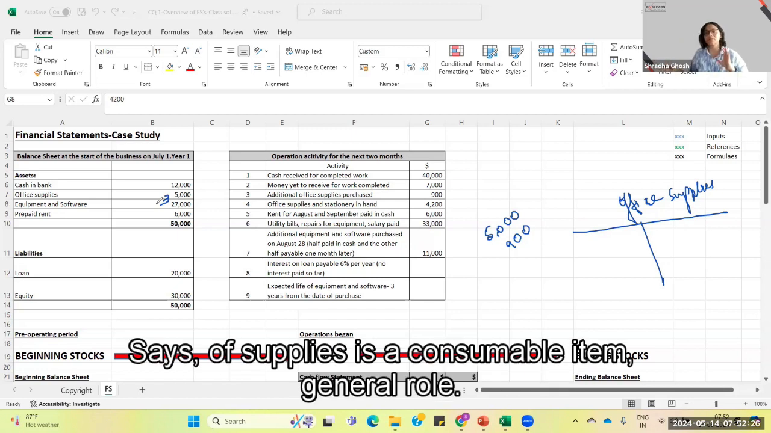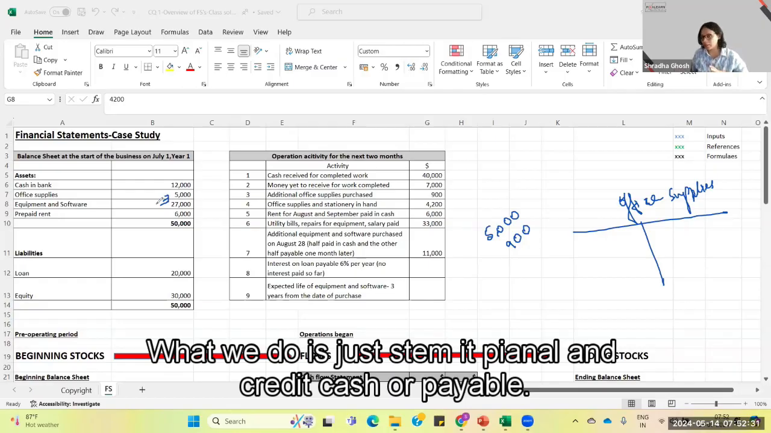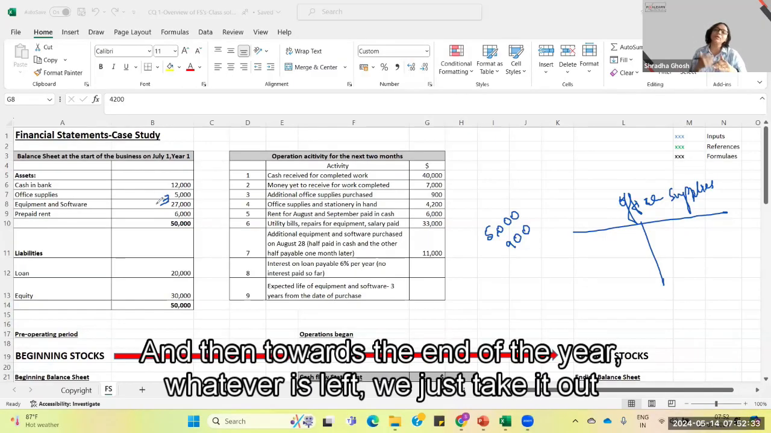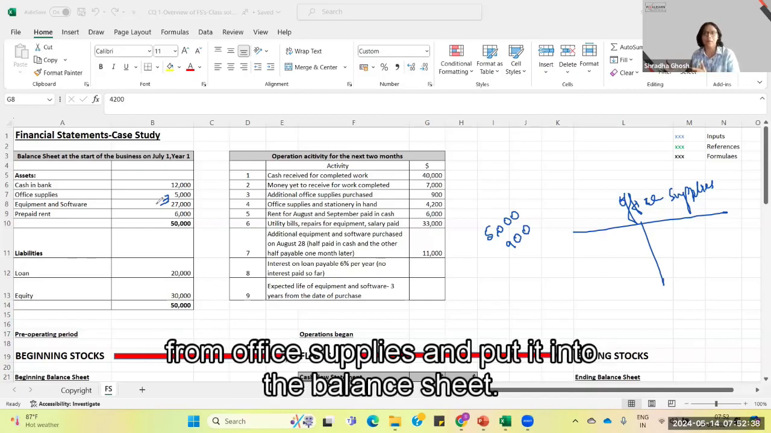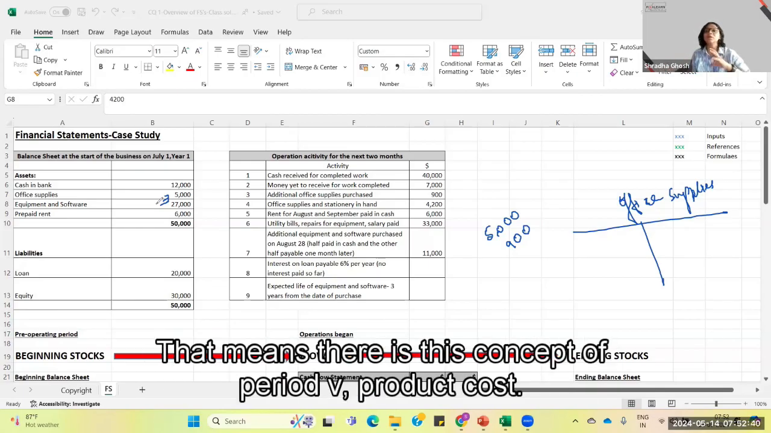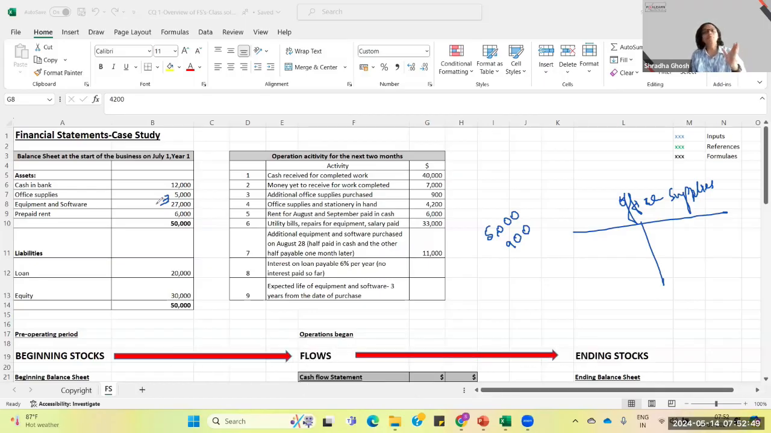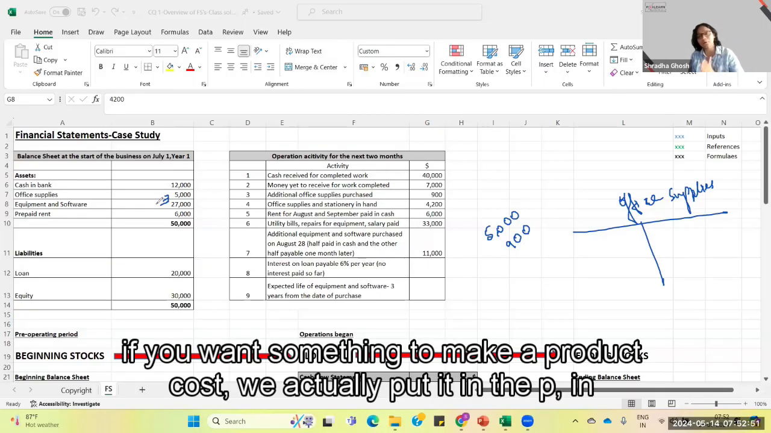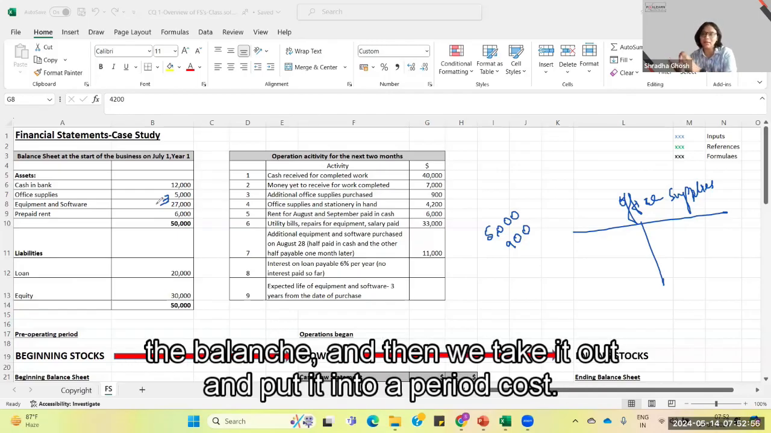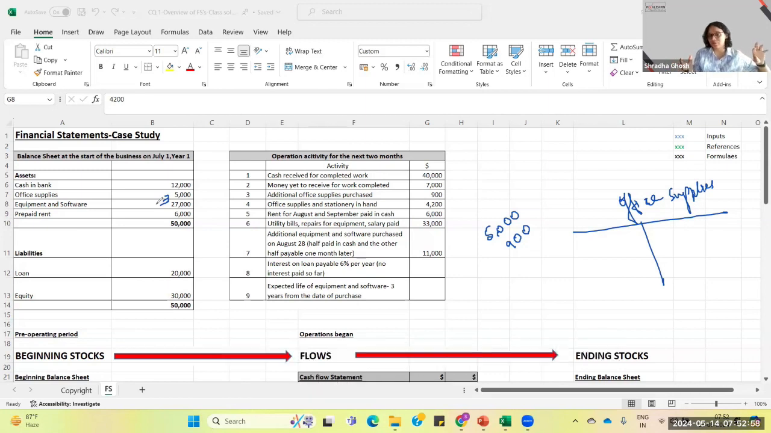Since office supplies is a consumable item, the general rule is to just debit P&L and credit cash or payable. Then towards the end of the year, whatever is left, we take it out from office supplies and put it into the balance sheet. That means there is this concept of period versus product cost, guys. If anything is a period cost, it goes and hits your P&L straight away. If you want something to be a product cost, we put it in the balance sheet and then take it out and put it into a period cost every year.